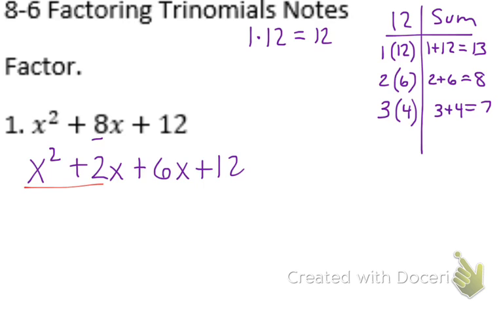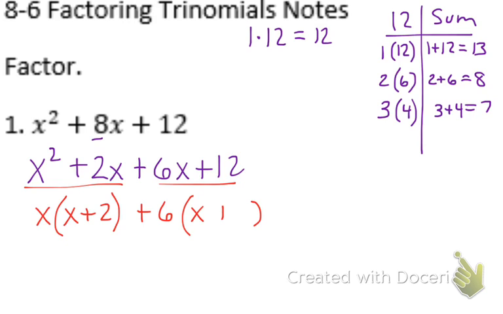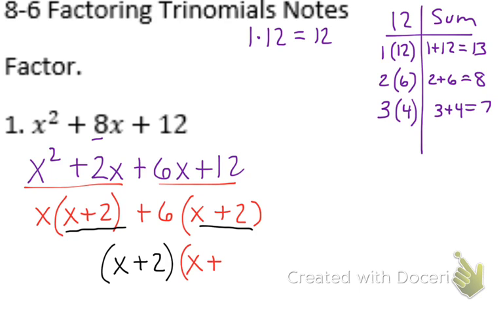From here we're factoring by grouping. Greatest common factor of the first two terms is x. Divide those out. x squared divided by x is x. 2x divided by x is 2. Greatest common factor of the last two terms is 6. Divide 6x by 6, you get x. 12 divided by 6, you get 2. And now we see this x plus 2 in common. So we can factor the x plus 2 out, and we're left with x plus 6. You can distribute twice and combine like terms to see if you get back to x squared plus 8x plus 12.